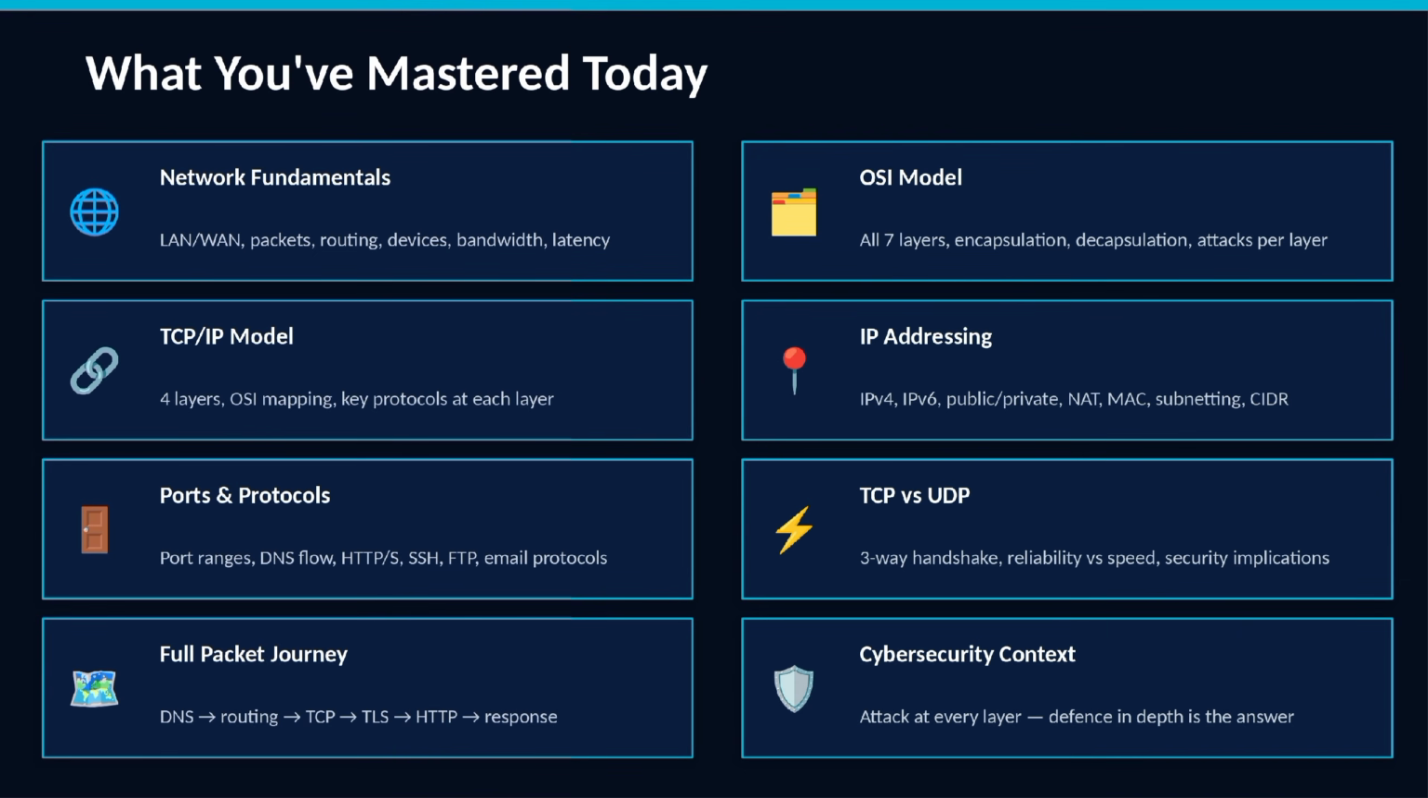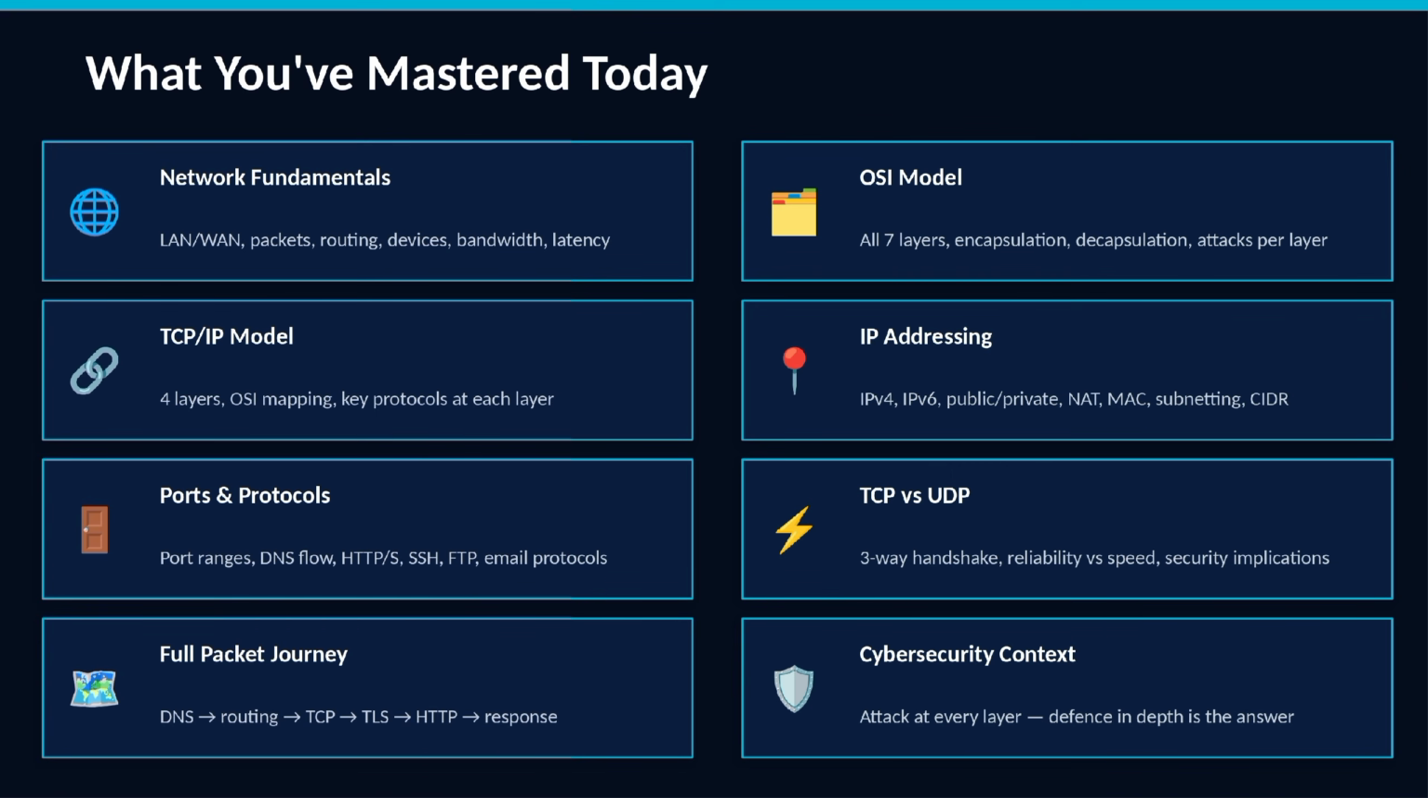What you've learned today, let's quickly bring everything together. You learned the basics of networking, what a network is, how devices connect, and how data moves. You understood the OSI model, all 7 layers, and where attacks happen in each one. You explored the TCP/IP model, the real-world version of networking, and the key protocols that power the internet. You learned IP addressing, IPv4, IPv6, public and private IPs, NAT, subnetting, CIDR.